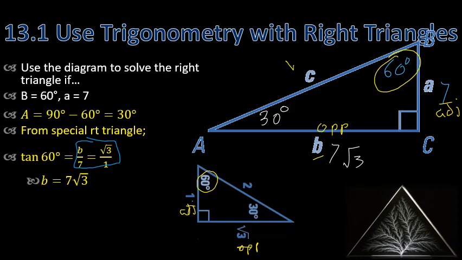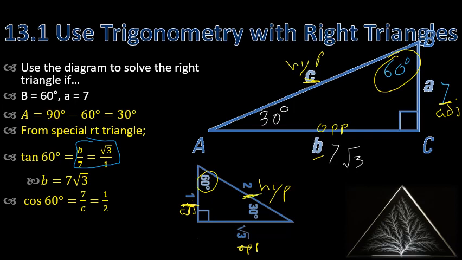Now to find c, c is the hypotenuse. Going with what I have originally, that's back to a, so that's adjacent and hypotenuse, that would be cosine. Adjacent over hypotenuse would be 7 over c. And in the special right triangle, adjacent would be 1, hypotenuse is 2, so it's 1 over 2. So 7 over c equals 1 over 2.